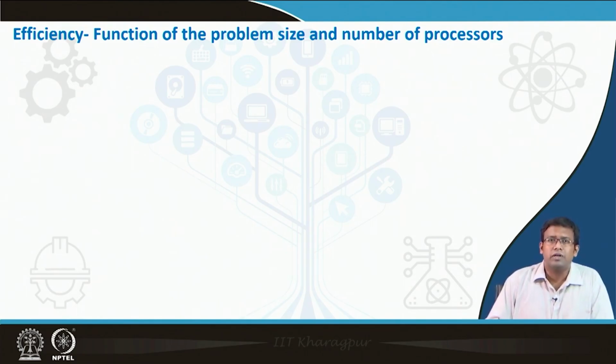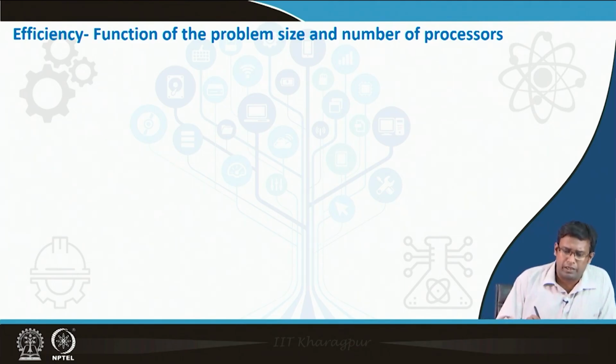So, if we increase the number of processors, we will not see the speed increasing by the same factor. Efficiency is a function of both problem size as well as number of processors, and we will see how. If we have a large problem, and we increase the problem size while keeping the number of processors fixed, efficiency will probably increase. If we increase the number of processors for one particular problem, efficiency will fall down. Let us see it in detail.